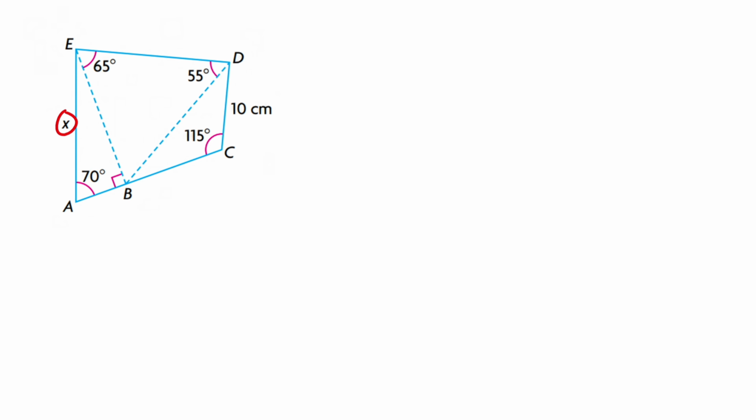We're trying to solve for x, but the problem is we can't solve for it unless we find the measure of one of these two side lengths. We can start by using our given values and then working up from there. We are given that this side length, CD, is 10 centimeters, and the angle of C is 115 degrees.